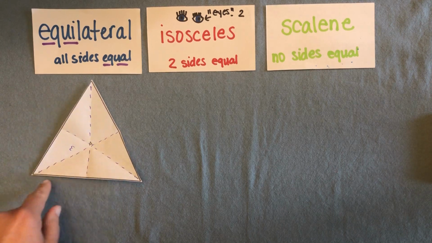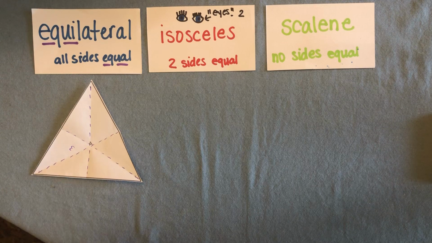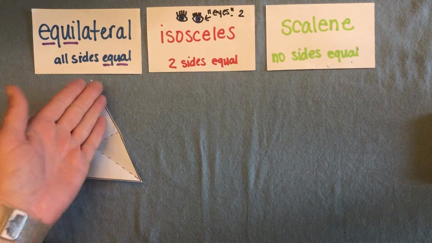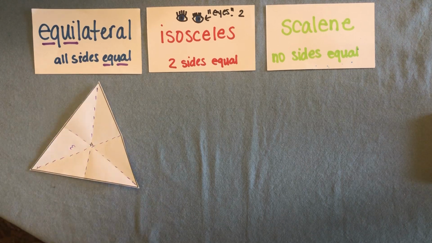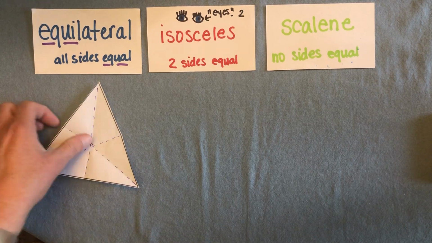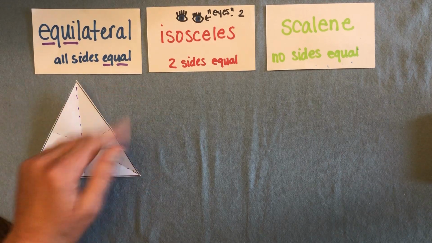All 3 of the angles are also equal too, because they would match up perfectly if I put them together like a puzzle. I could see this angle and this angle and this angle are all the same, and that's going to also become important later on. But this triangle is called an equilateral triangle.